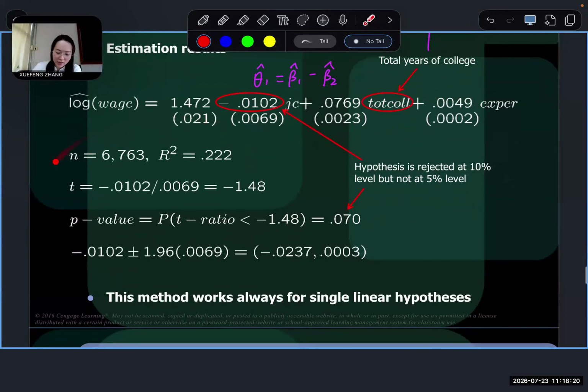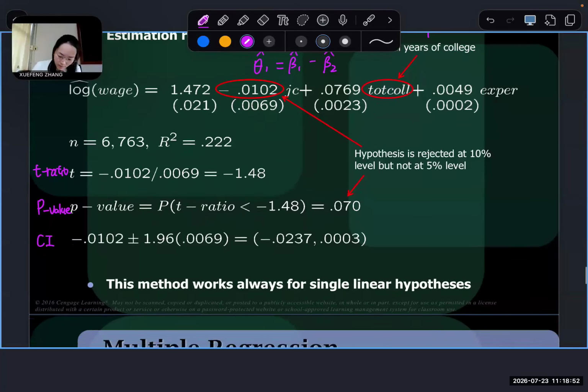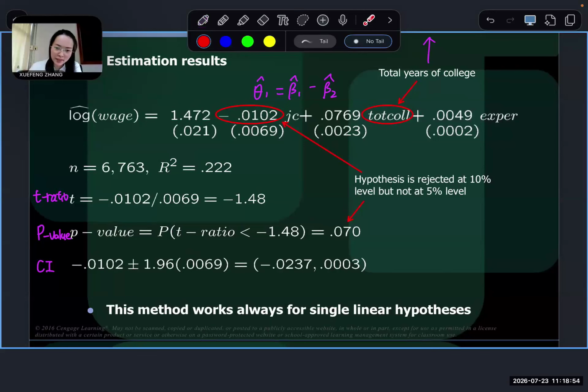Okay, so I'll let you try to expand those by yourself. N and R squared, this is from the regression output as well. How about the t ratio? And then we have our p-value here, right? What does it mean? And here is our confidence interval. You should be able to explain each. Okay, I'll give you 2 minutes, and then I'm going to summarize for you.